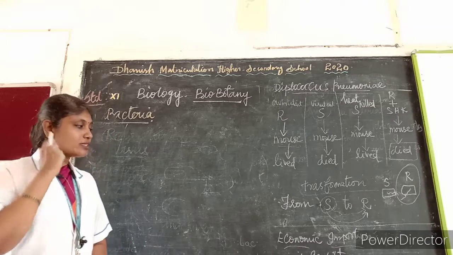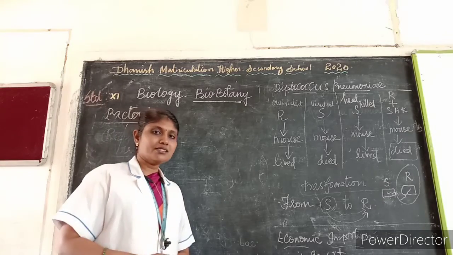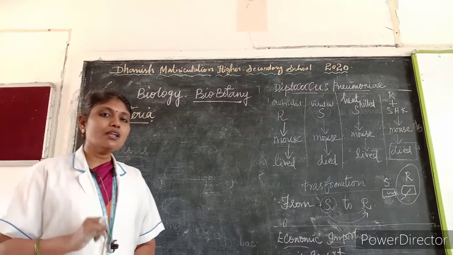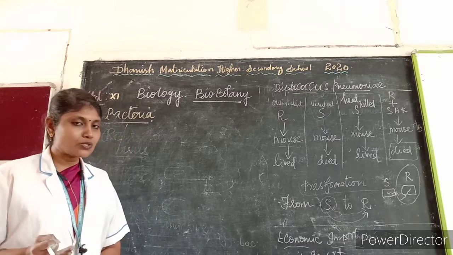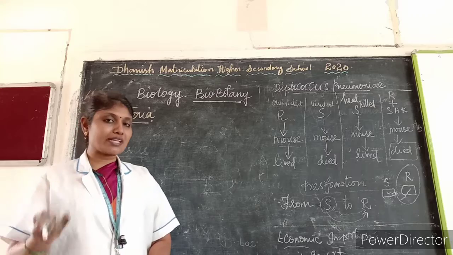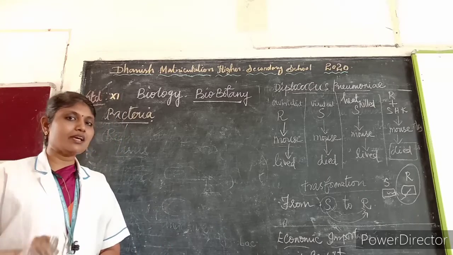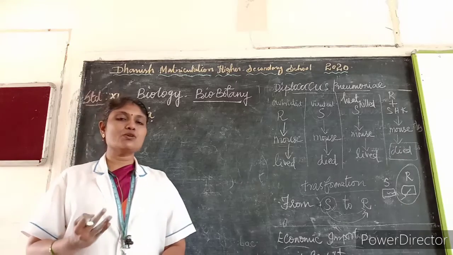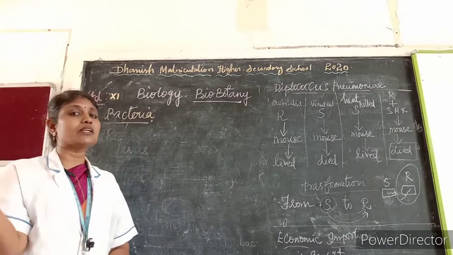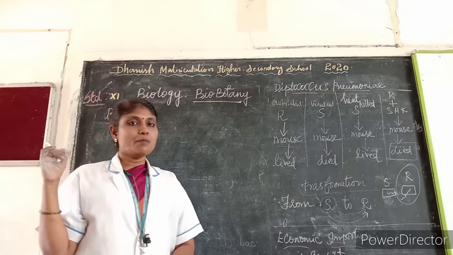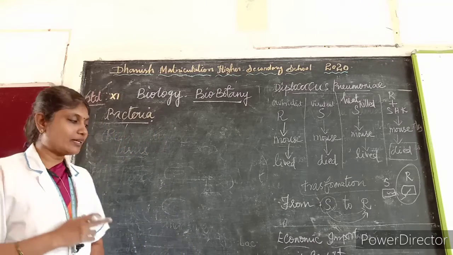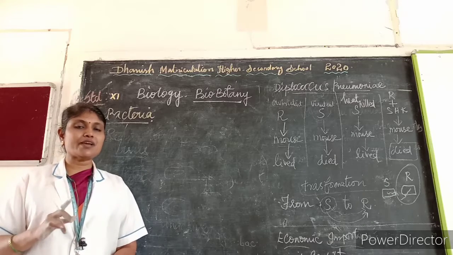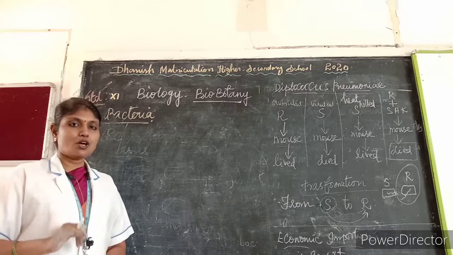Okay, next topic is economic importance. Under that you have how bacteria are used in soil fertility and in the production of antibiotics. So that is the antibiotics and the industrial uses. When we want the product in a large quantity, we go for industrial production. In that field also bacteria are used. Please go through the economic importance, the beneficial effects of bacteria given in your book.